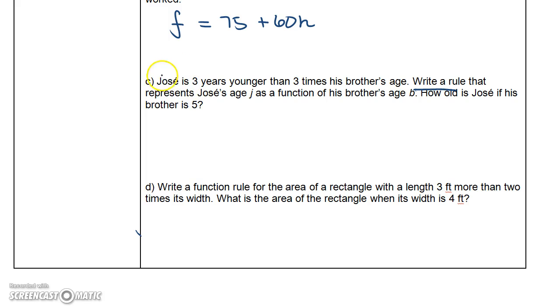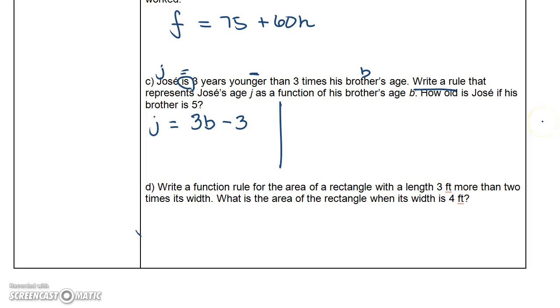We have Jose, who they're telling me is J, and then they say is, which means equals, 3 years younger, so something minus 3. 3 times his brother's age, which they told me was B. So let's read this again, but put some symbols in. J equals, because it's "is," 3 years younger. So whatever his brother is, it's going to be something minus 3. His brother's age, so 3 times his brother's age, which is B. That's the first part.